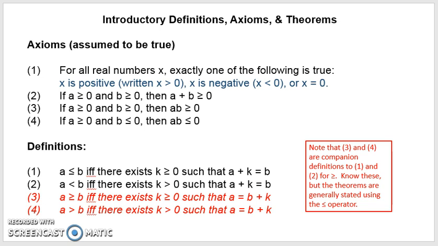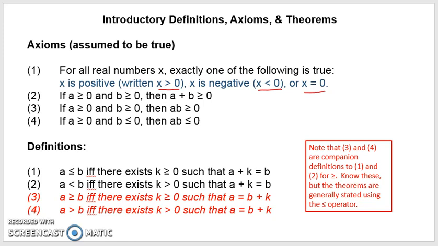As we have talked about in our class, axioms are items that are assumed to be true. So I have 4 axioms. One I've added recently, which is called the positivity axiom, which basically states that for all real numbers, exactly one of the following is true. Either x is positive, written x is greater than 0, x is negative, written x is less than 0, or x is equal to 0. So one of those 3 is true. Exactly one.